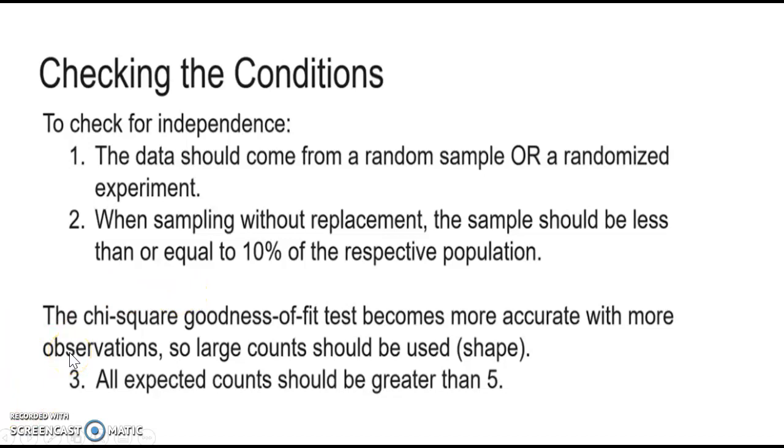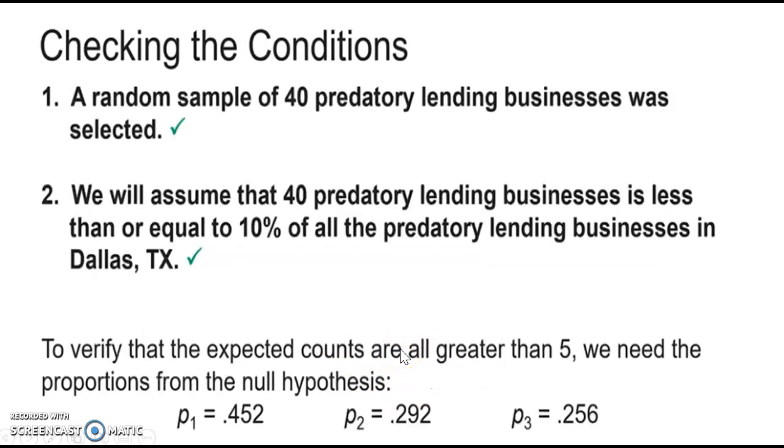Now we do have to check conditions, as we have to for our Z and our T test when we do inference. These are the conditions we need to check. We need to make sure it's from a random sample, or a randomized experiment would be doing the same. And we also need to still check to make sure the sample is less than or equal to 10% of the population. And the last thing is we need to make sure that the expected counts, not what we actually currently counted in our sample, but the expected count should be greater than 5. So this is the new condition you need to check for categorical data when doing a chi-square test.